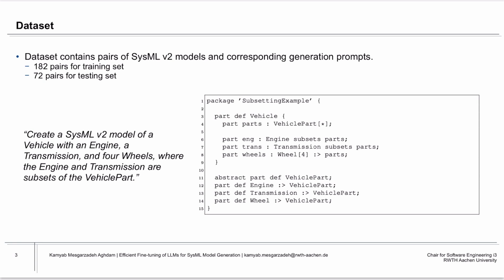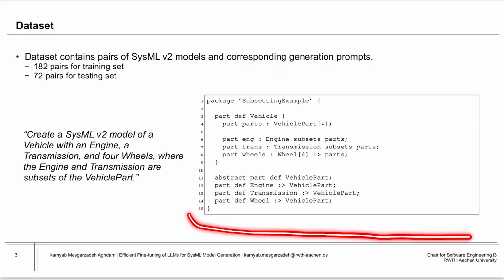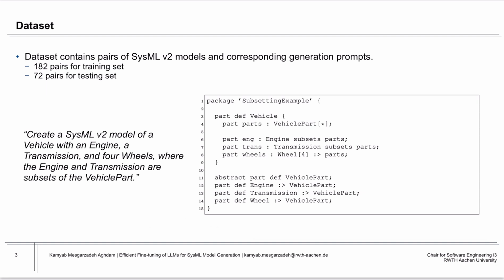I got my dataset from the chair of software engineering at RWTH-Aachen, and this dataset contained pairs of SysMLv2 models and corresponding generation prompts. Here is an example of a SysMLv2 model and its corresponding generation prompt. As you can see, this prompt commands the LLM to create a model of a vehicle with an engine and some other details, and these details are also apparent in the example SysML model.